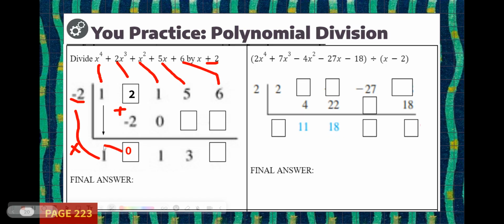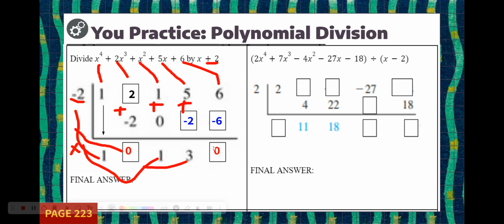Next, multiply again, going there. 0 times negative 2 is 0. Add, 1 plus 0 is 1. Multiply again. So 1 times negative 2 is negative 2. Then add again. 5 minus 2 is 3. Multiply again. 3 times negative 2 is negative 6. And then 6 minus 6 is equal to 0.